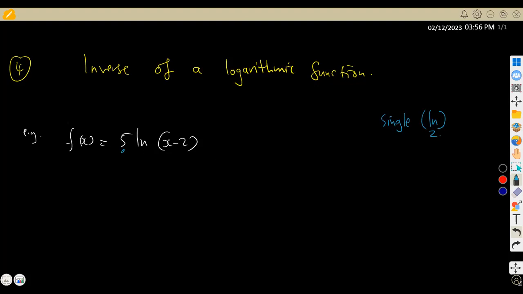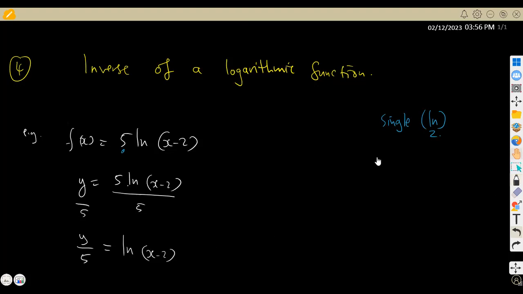So this is what is going to happen here. We are going to have y is equal to 5 ln of x minus 2. So remember, we need to have ln only. So you have to divide by 5 both sides. So y over 5 is equivalent to ln of x minus 2, okay?